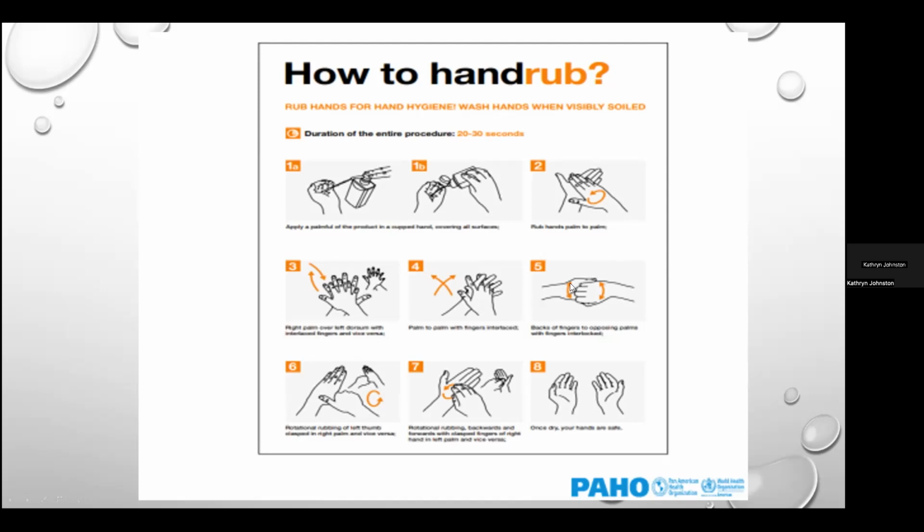You cup your fingers and scrub them inside each other, twisting back and forth. You clean the thumbs. You clean the tips of the fingers, and this is something that a lot of people always forget. And then when the hand rub is dry, then your hand hygiene process has been completed.